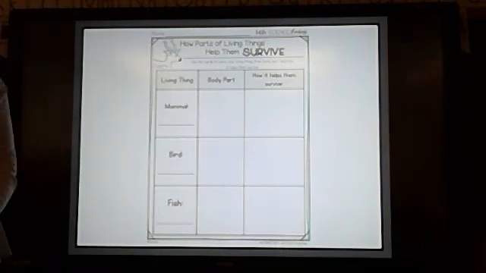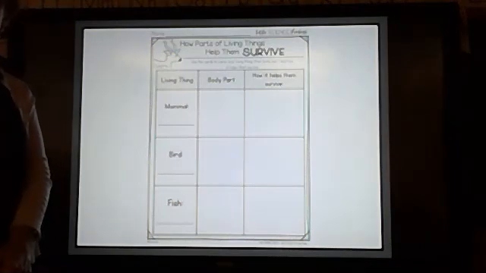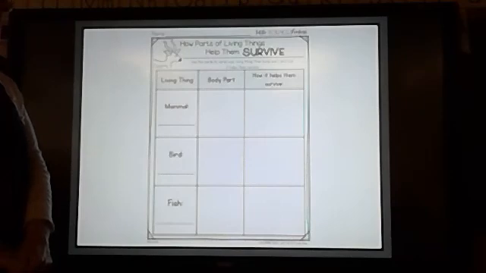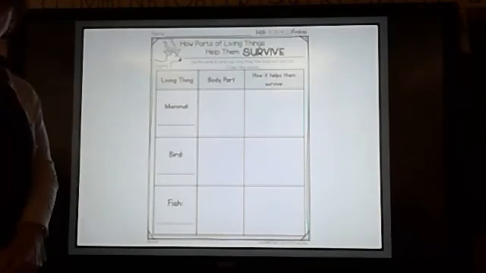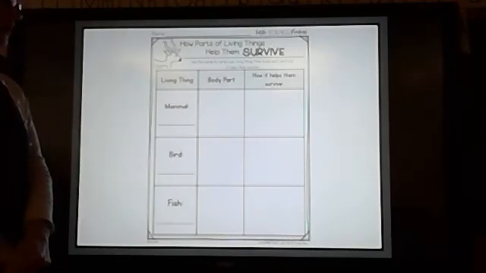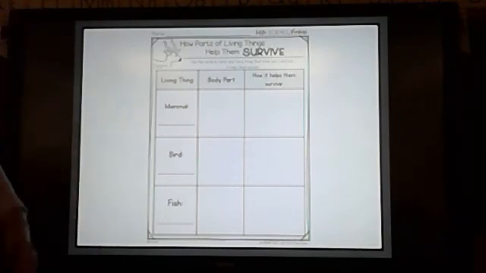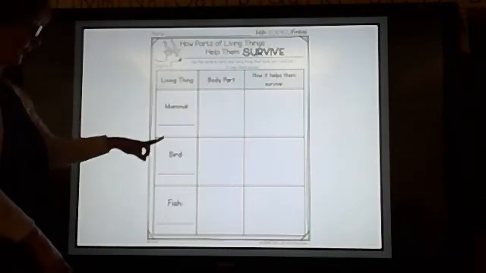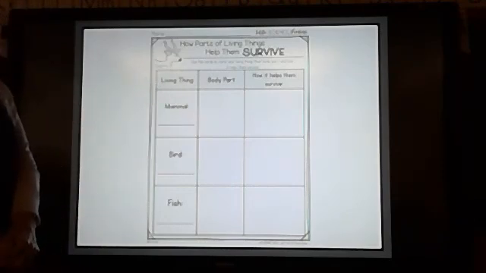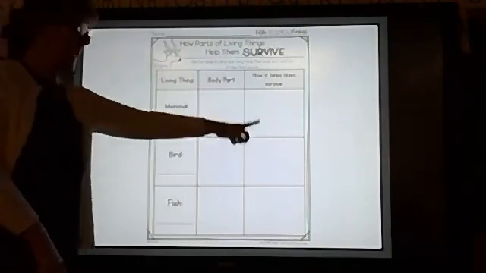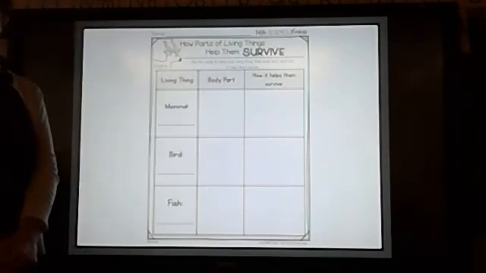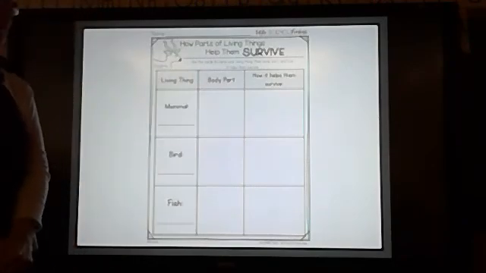Again, as I said earlier today, should you have any questions about what it is that I need for you to do for this particular part, to show me what body part helps the different living things that we talked about survive and how it helps them to survive, your mom or dad can Dojo me or send me an email.